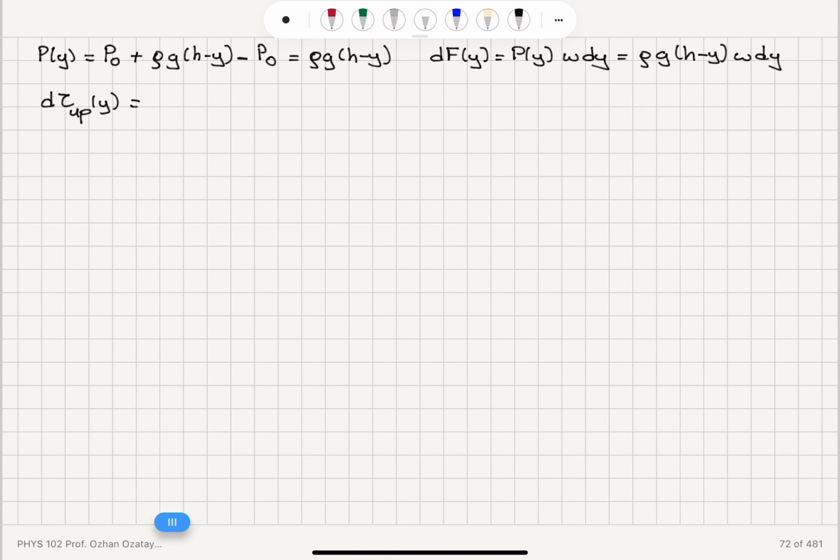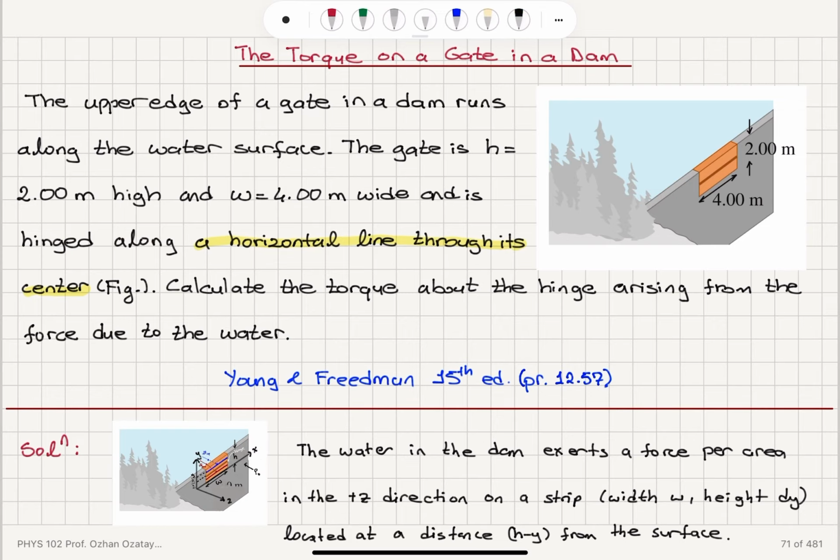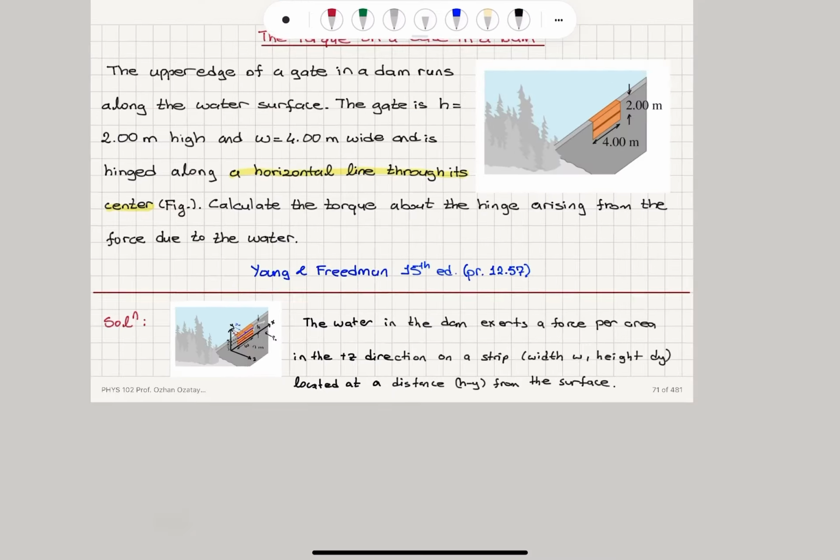Okay, so with those observations, I see that I have a distance r, y minus h over 2, the force dF_y, and the angle between these is 90 degrees because they're perpendicular to each other. So if I calculate the net torque in the upper portion of this part of the dam, it will be an integral from h over 2 to h. So y goes from h over 2 to h, so that I will be covering the upper portion here.